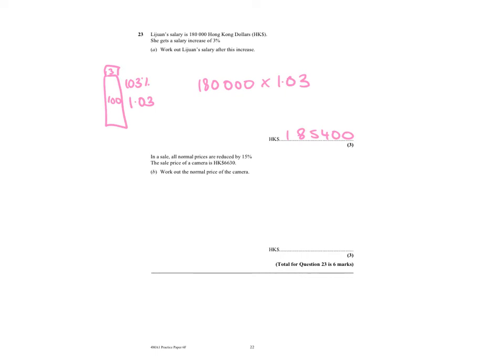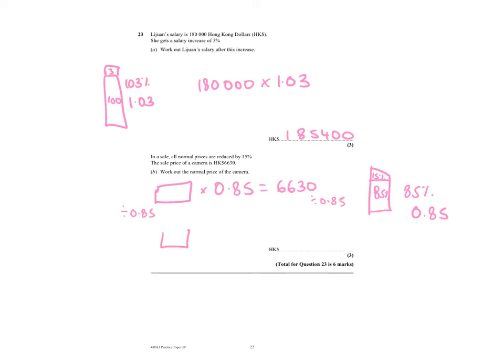Okay, perfect. In a sale, all normal prices are reduced by 15%. The sale price of a camera is 6,630. Work out the normal price. So we know we have a normal price and we've multiplied that by our multiplier. Now we know if we had 100% and we take away 15%, we're left with 85%. So it's 85% of the amount, which as our multiplier is 0.85. So our original amount, if we multiplied that by 0.85, we would get 6,630. So to find our original amount, I need to divide both sides by 0.85. So our original amount is going to equal 6,630 divided by 0.85, which is 7,800 Hong Kong dollars.